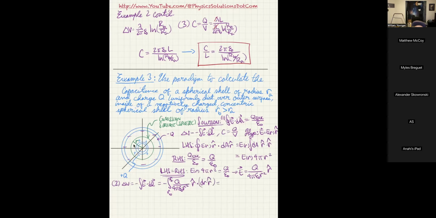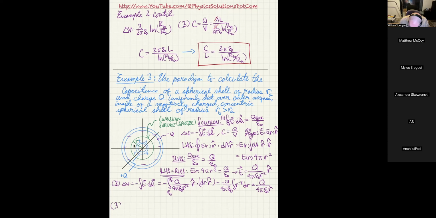Now, that gives us, of course, negative Q over 4 pi epsilon naught times the integral of r to the negative 2 dr. And the integral of r to the negative 2 is r to the negative 1 divided by negative 1. So that makes my sign into a positive. So I end up getting Q over 4 pi epsilon naught r for the voltage difference. So that's my delta V.